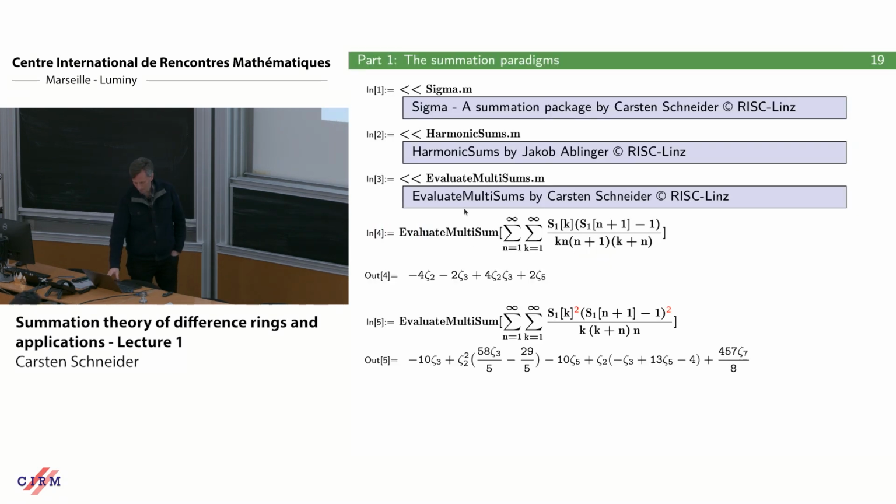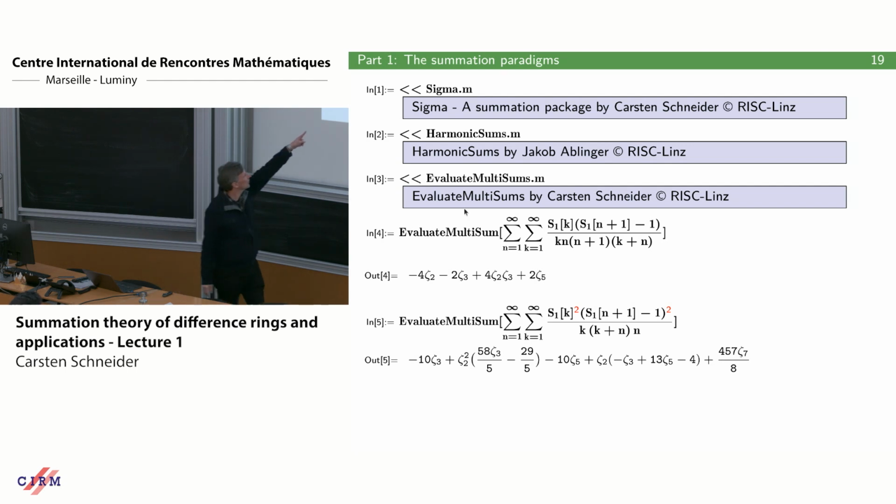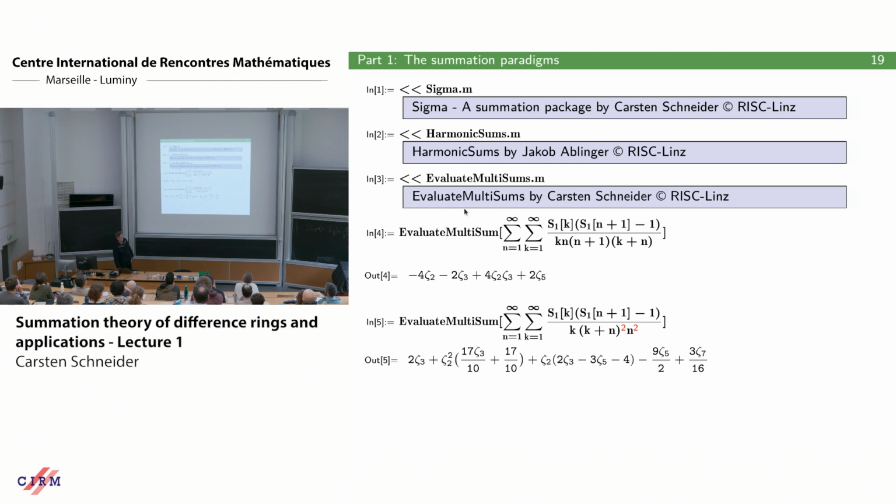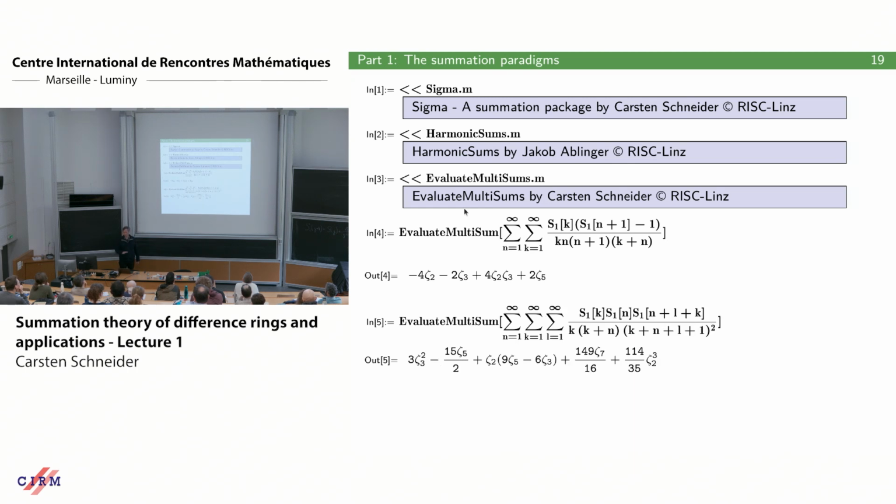Okay. Of course, you can play around. You can raise it to the power of 2 and ask what you get. And then we get values in terms of zeta 2 and zeta 5 and zeta 7. Or you have here another version where you raise it to the power in the denominators, the powers. Or you can do triple sums. And you can play around to discover now other identities.